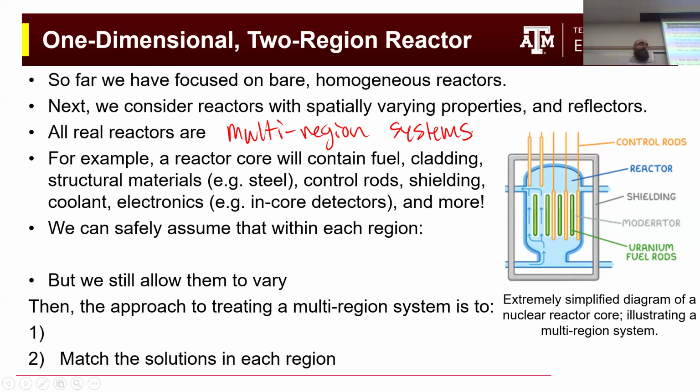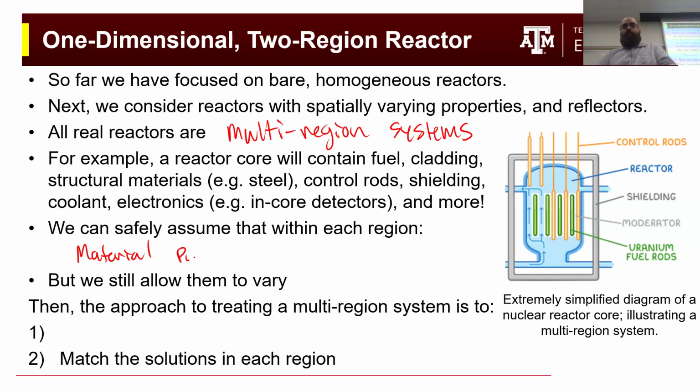So there's a lot of different materials in there. The materials are going to have different properties, right? Like steel and water and fuel are all going to have different cross sections, different diffusion coefficients. And so what we will generally assume is that within each region, like if I have a fuel region or if I have a control rod region, that within that region, my material properties are uniform.